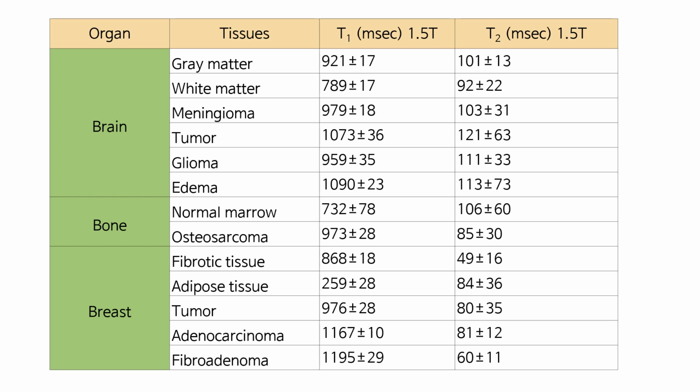And normally, the protons in tumor have longer relaxation times than protons in normal tissue. Okay, so tumor tissue has longer T1 relaxation time than that of normal tissue. We can see in other organs, tumor tissue has longer T1 relaxation time. Okay.